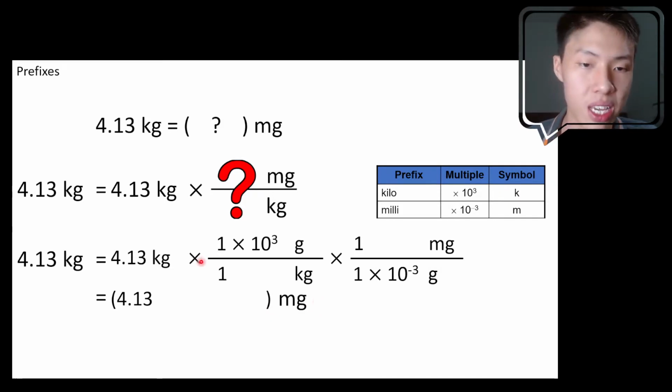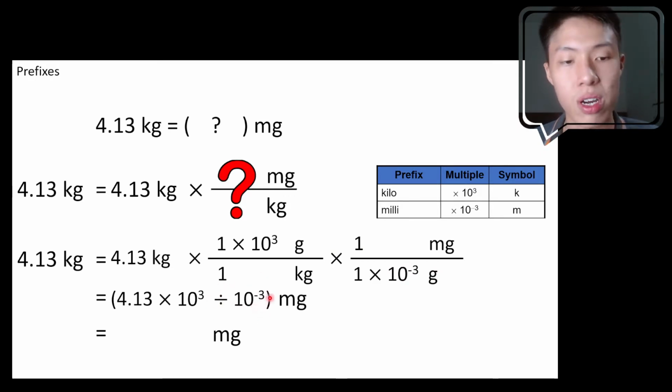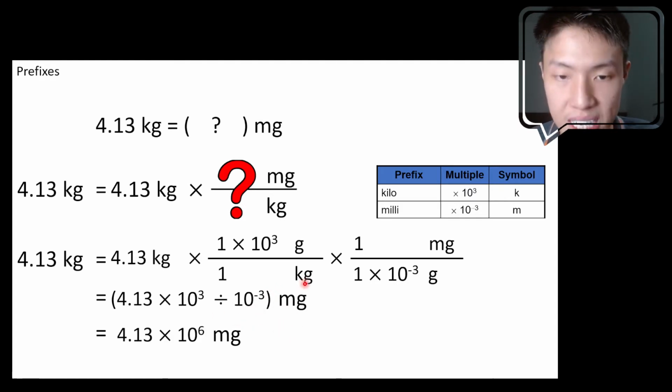Okay, so again, we are going to multiply by times 10 to the power of 3. Then we are going to divide. It's on the below part of the fraction, the denominator part. So it's divide times 10 to the power negative 3. Okay, so again, if you do the calculation, this will be 4.13 times 10 to the power of 6.